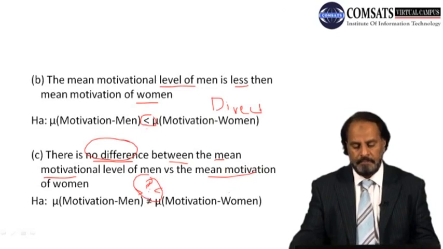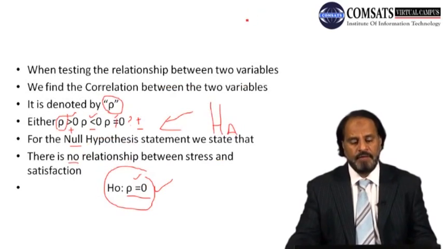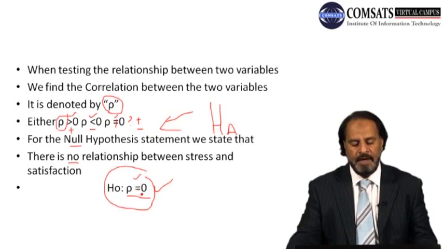And let's look at the other one. We said there is a relationship between the two variables, and the notation we use is rho greater than 0, rho less than 0, rho not equal to 0. This is again for your alternate hypothesis statements. For null hypothesis statements, we are saying rho is equal to 0.